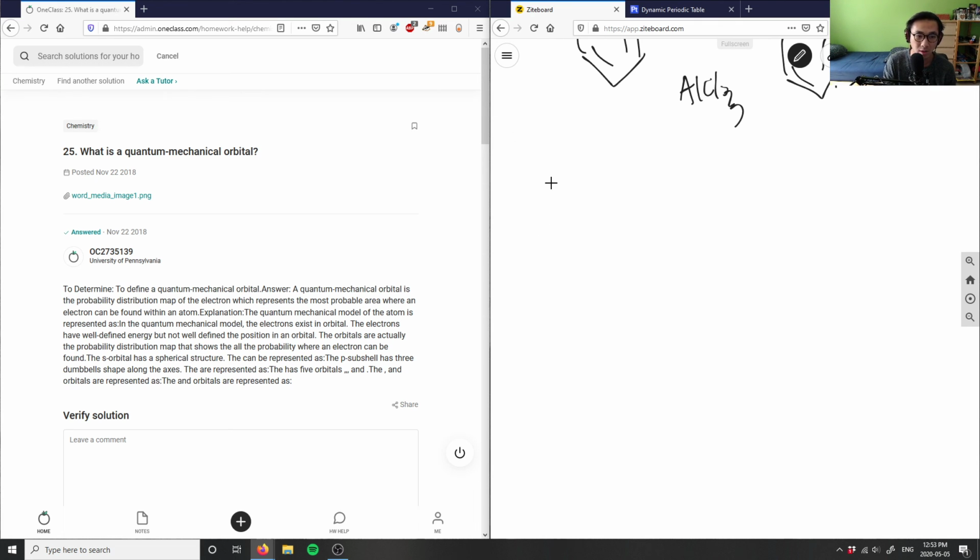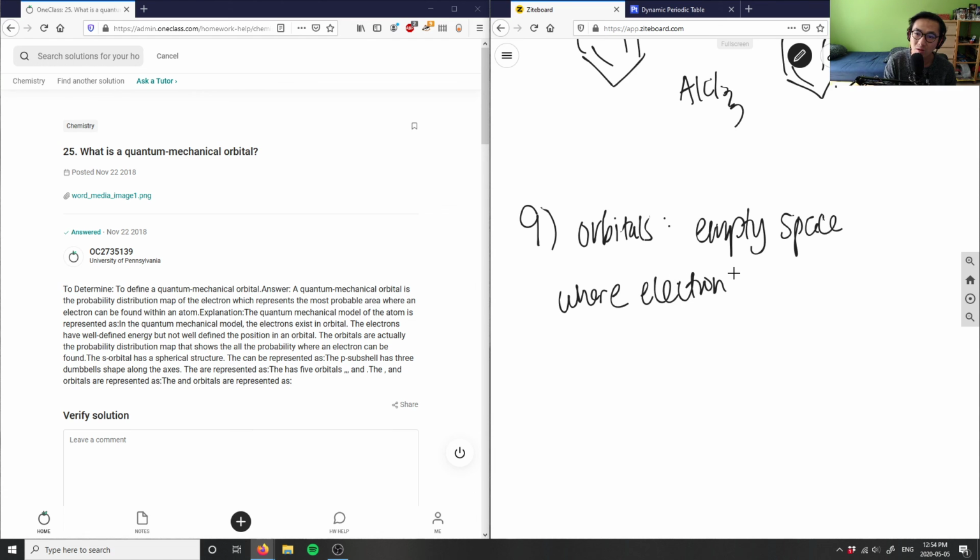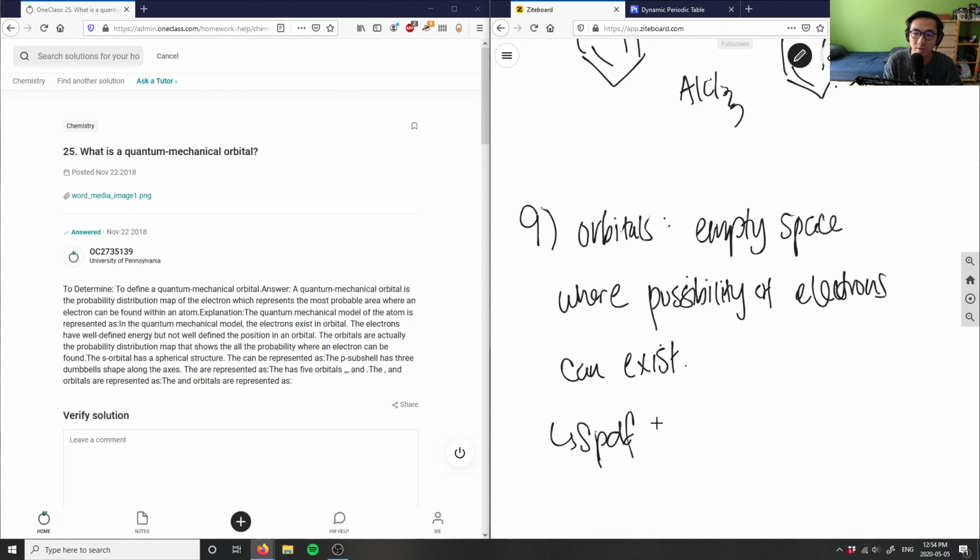Quantum mechanical orbital just means that, so we know that an orbital is simply empty space, right? It's empty space where the possibility of electrons can reside. So when we're talking about the s, p, d, f orbitals here, these are all orbitals, right? These are all shapes in which electrons can exist.